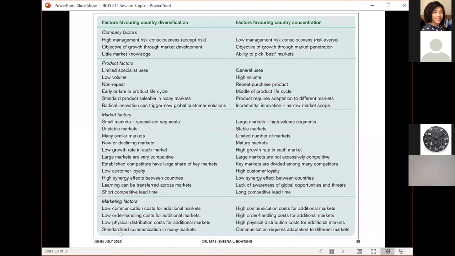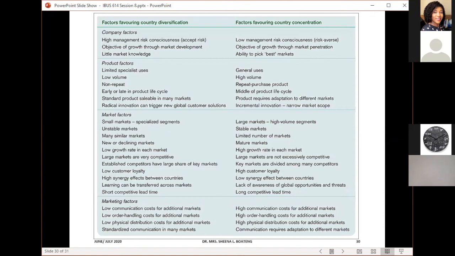And then finally, with regard to marketing factors, we can talk about things like communication costs for additional markets, as well as the order handling costs for additional markets. Sometimes if you diversify your interest and you serve several markets, especially in diversified locations, it becomes difficult to handle their orders, because you have to work out different means and distribution channels to make sure that the final product gets to the consumer, which may incur a high level of costs.